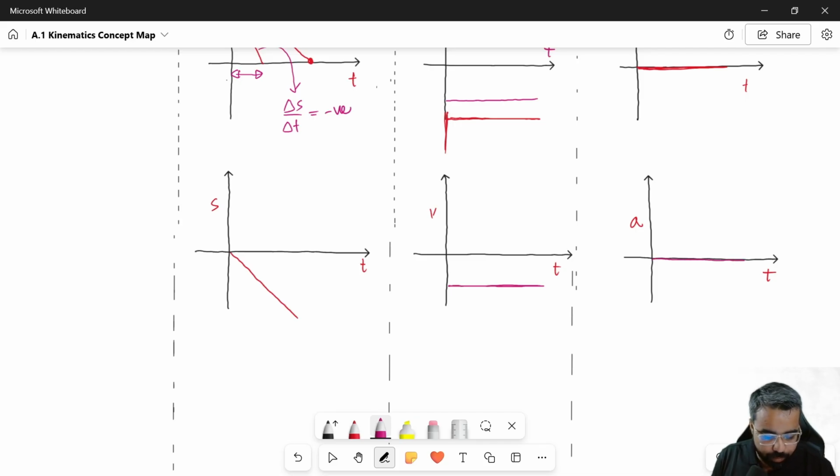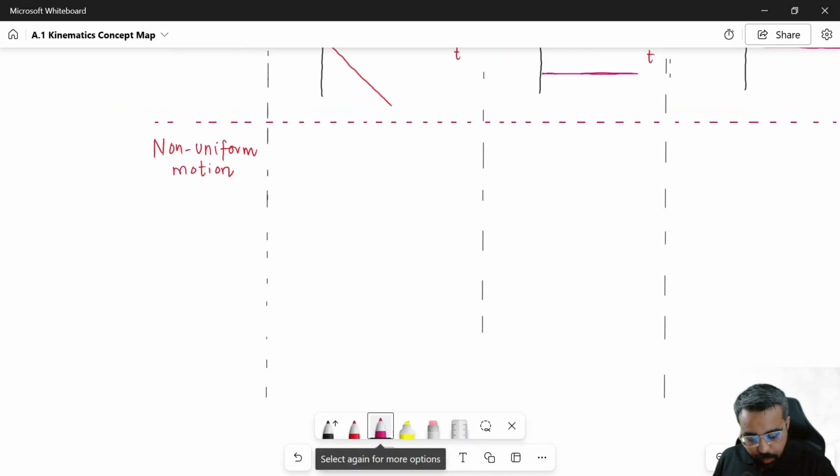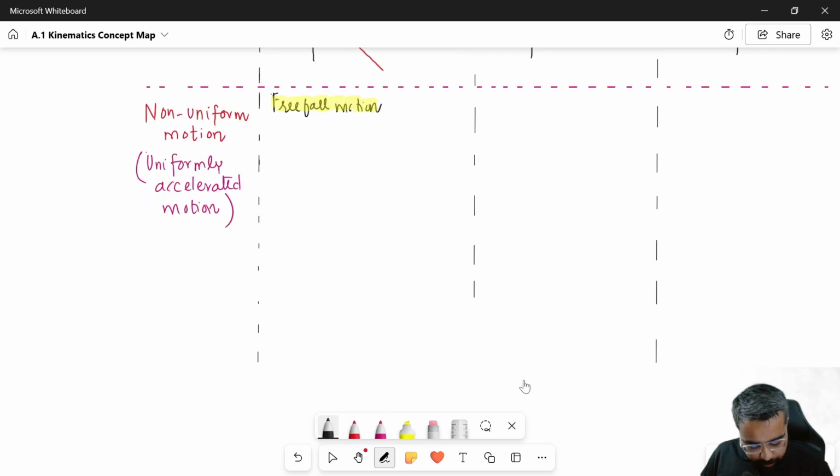You know this. Okay, now let's talk about the curved graph. So students, let's categorize now. This is our non-uniform motion. And in this, we are going to cover especially the UAM case, that is uniformly accelerated motion. First of all, I'm taking a special case of uniformly accelerated motion. Let's say this is the ground and you throw a ball vertically upward with some initial velocity u.